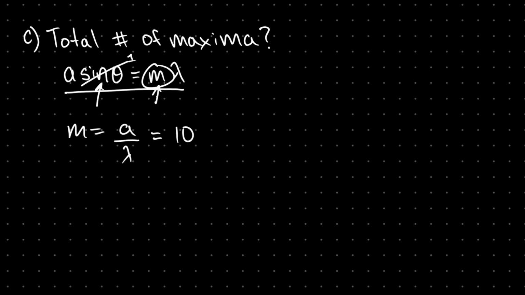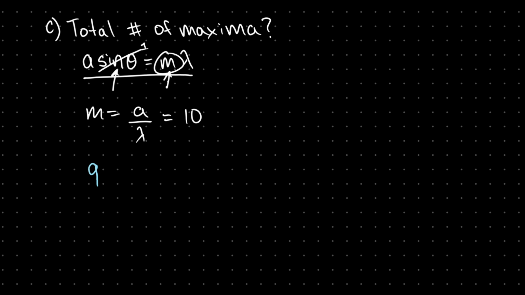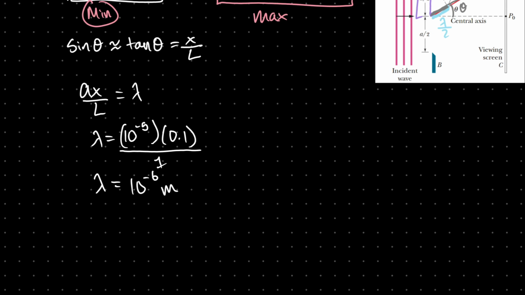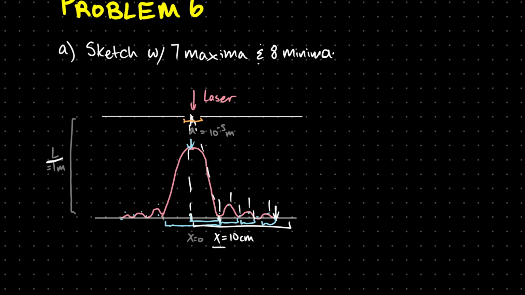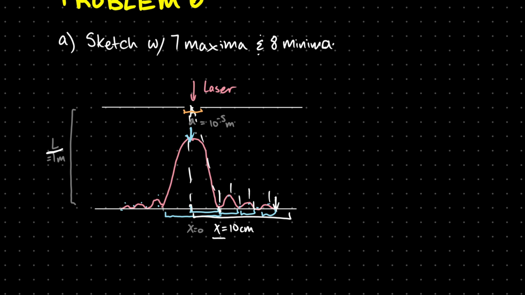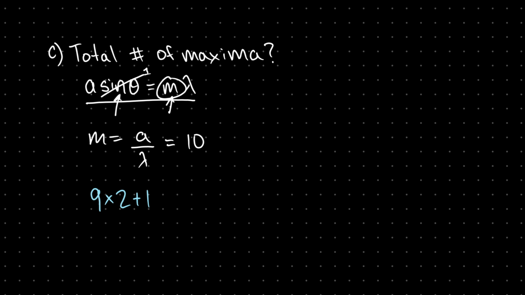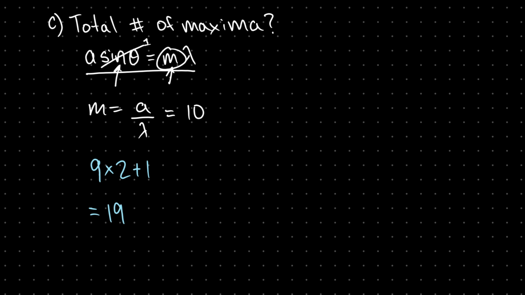Like we said before, each side has one less maxima than there is minima, right? Each side has 9 maxima, right? Times 2 because there are 2 sides. But also, let's not forget the middle maxima right here. We also have to account for that. So that's going to be our plus 1, right? So this is going to just equal 19. So that means the total number of maxima that we can see on this screen is 19.